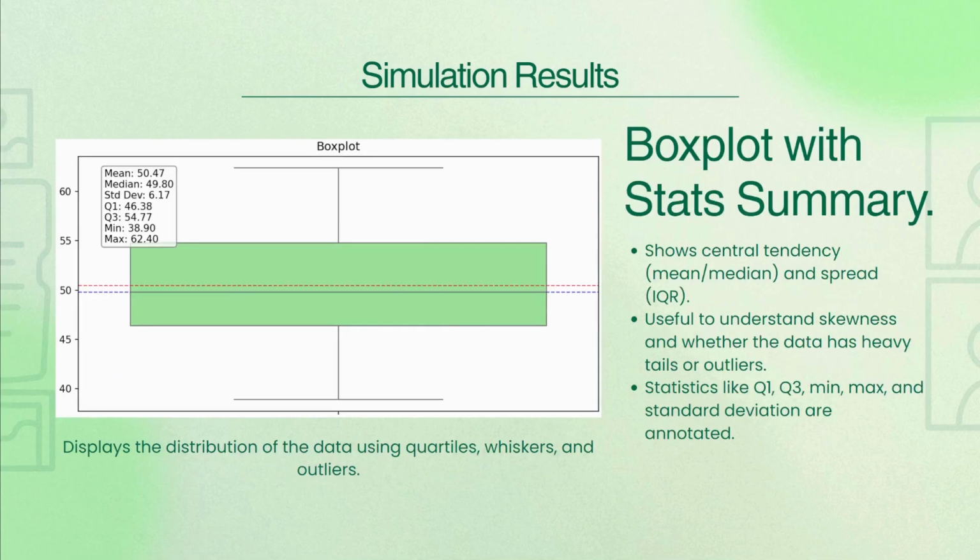Then the third one, we have the box plot with stat summary. It displays the distribution of the data using quartiles, whiskers, and outliers. The importance of this is that it shows the central tendency, the mean or the median, and the spread, or the IQR. It is useful to understand the skewness and whether the data has heavy tails or outliers. Statistics like Q1, Q3, mean, max, and standard deviation are also annotated in the graph.